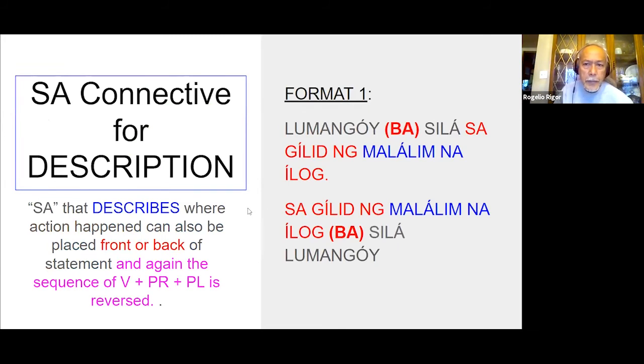So sa is the connective for description. You're just adding the descriptor, and you should already know the place. Look at this, format one: Lumangoy ba sila sa gilid ng malalim na ilog? Sa gilid ng malalim na ilog ba sila lumangoy? There is no change in how we did it before. We're just adding the adjective to the object or place. Question? Malalim is deep.